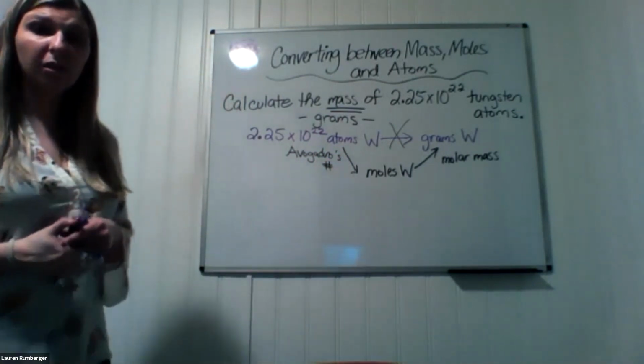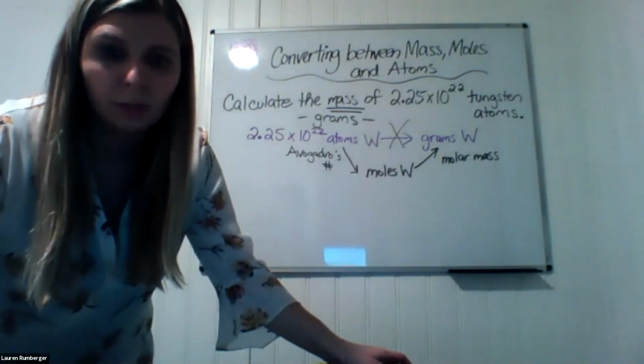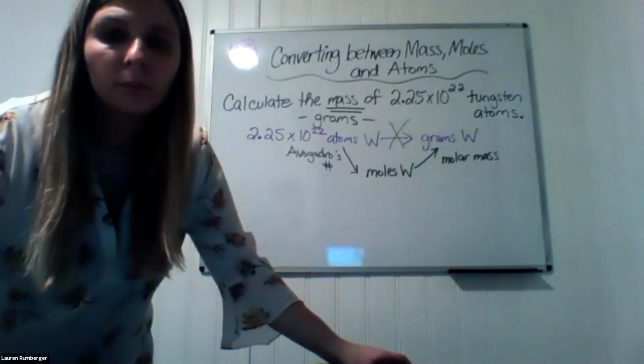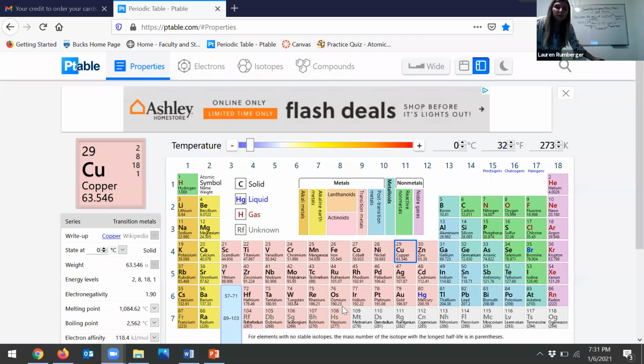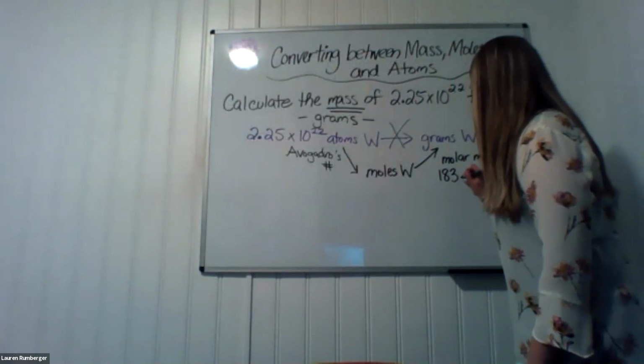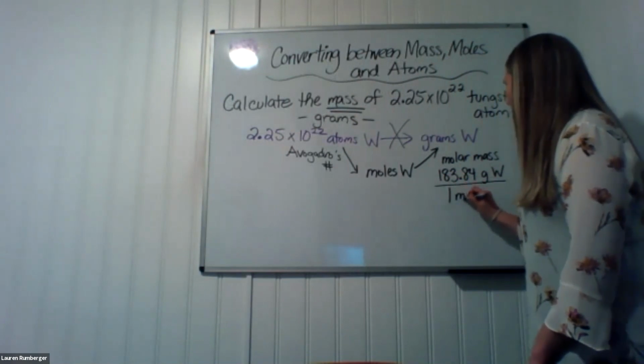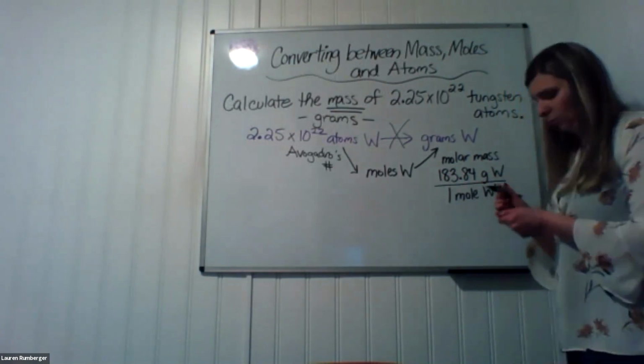All right, so let's look on our periodic table. Where is tungsten on the periodic table and what is its molar mass? Tungsten is a transition element, so a transition metal here, and it is 183.84 grams per mole. 183.84 grams of tungsten per 1 mole of tungsten.